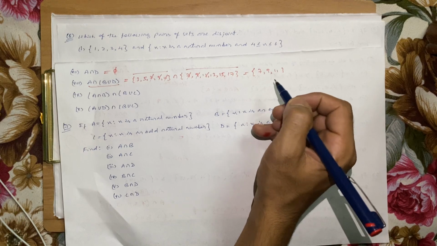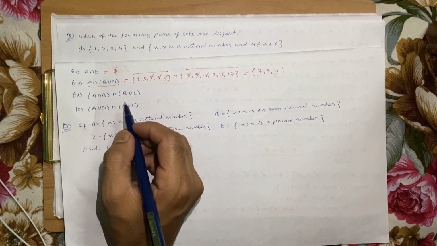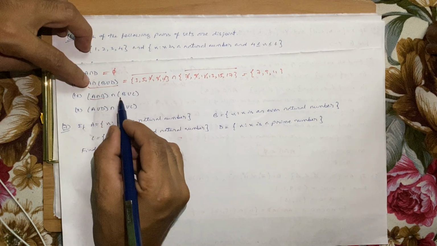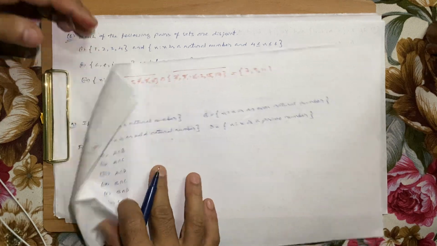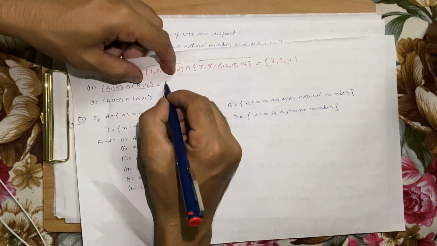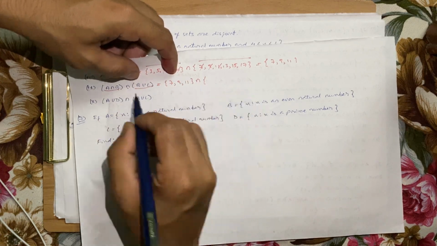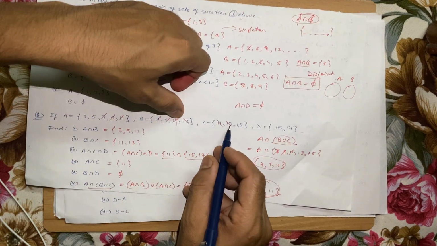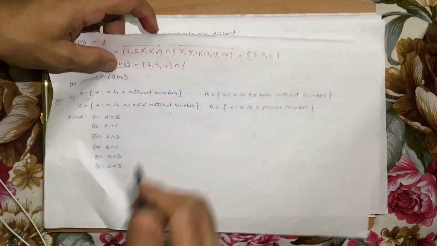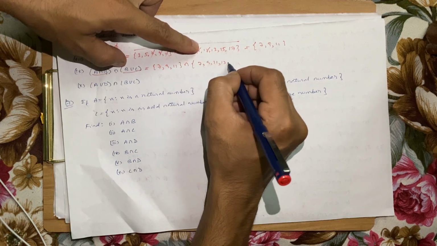Okay, now the next one is A intersection B, A intersection B union C. Let's do this first, then this, and then we'll do the intersection. So what is A intersection B? We found it already. This is 7, 9 and 11. And what is B union C? B and C combined, 7, 9, 11, 13 and 15.